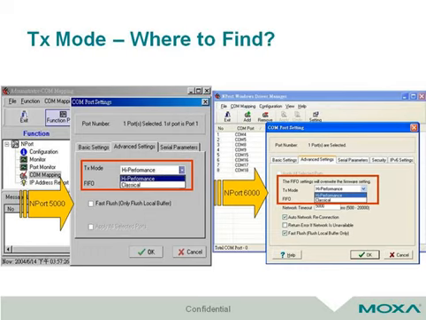These two screenshots from the Nport driver show where to find and enable the transmission mode. The left one is from Nport Administrator Suite, which is available for second generation Nport, such as the Nport 5000 series. And the right one is from Nport Windows Driver Manager, which is available for third generation Nport, such as the Nport 6000 series.